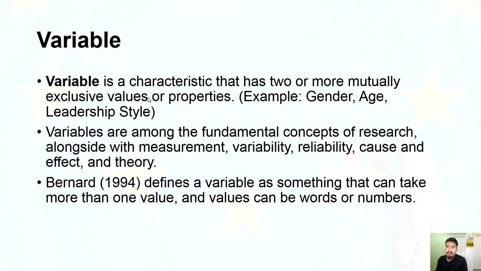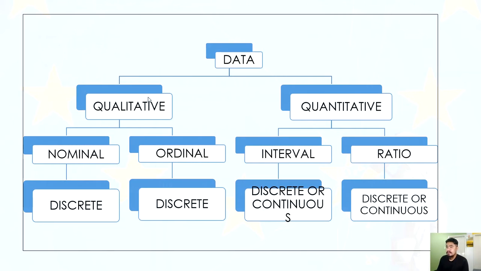Now, variables are among the fundamental concepts of research alongside measurement, variability, reliability, cause and effect, and theory. So these are the important elements when it comes to research. What we are basically understanding in research would be variables. Bernard defines a variable as something that can take more than one value, and values can be words or numbers. So it can be words, it can also be numbers. Remember, concepts and variables are actually the same, but variables are more operational. So to give an example.